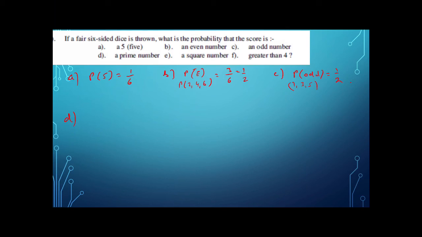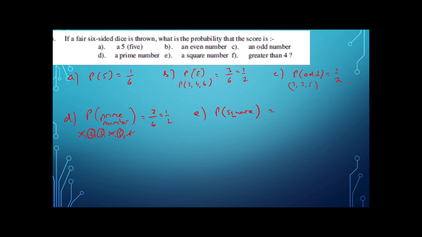D, probability of a prime number. Okay, we just need to make sure we know what the prime numbers are. So 1, 2, 3, 4, 5, 6. 6 can't because it's even. 4 can't because it's even. The only prime number that is even is 2. 3 is a prime number because 1 and 3 are its only factors, and the same with 5. And just remembering that 1 isn't a prime number. So we have 3 out of a possible 6. Again, a half.